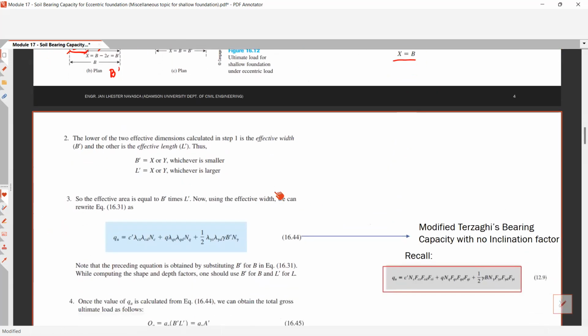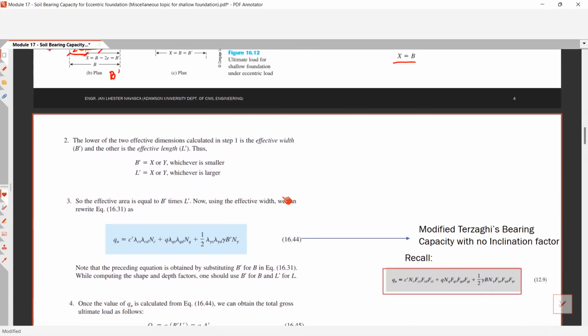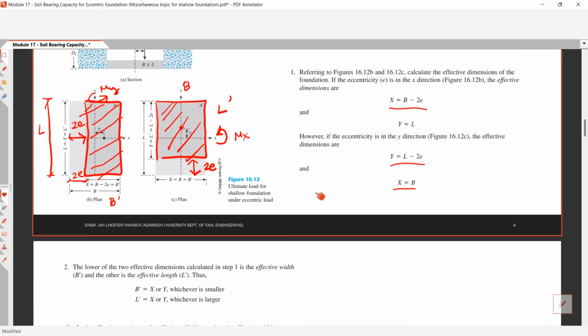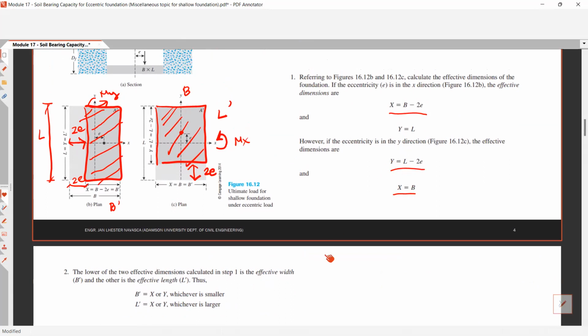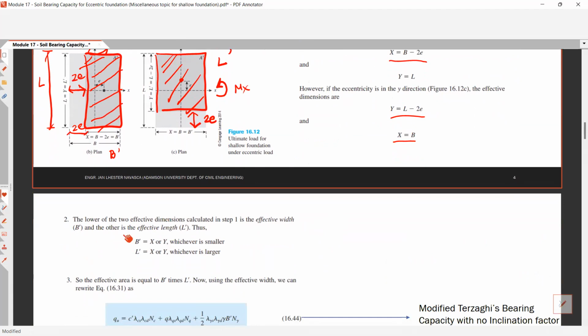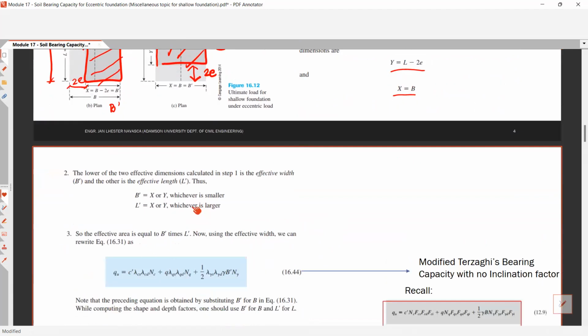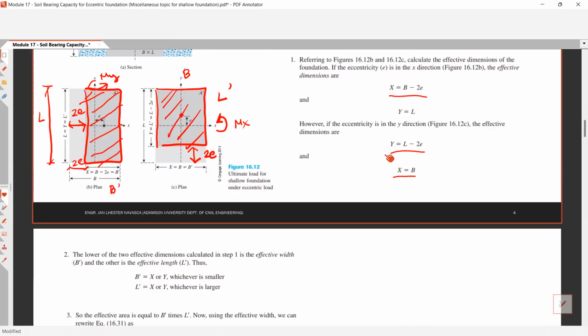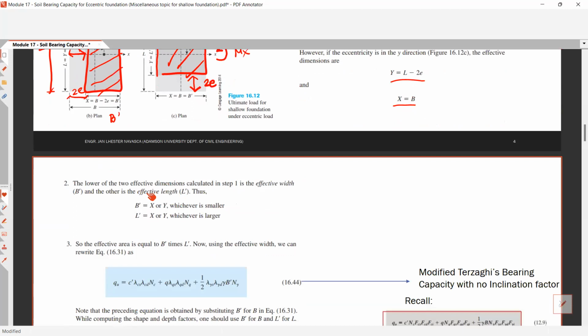Okay? And what is the formula? So yung length na x and y can be converted to B prime and L prime. So the lower of the two effective dimensions will be your B prime and the larger of the two dimensions is L prime. So na-solve mo na yung x and y. Okay? Pipiliin mo sa kanila sino yung B prime and L prime. B prime is always smaller and L prime is always larger.